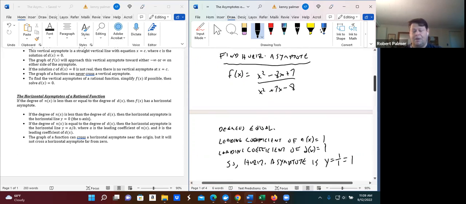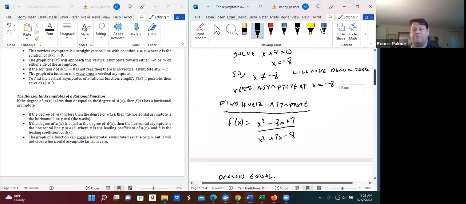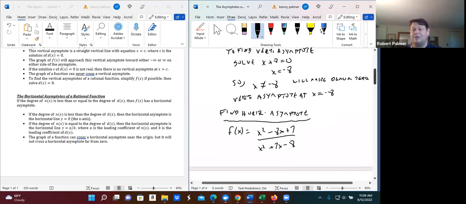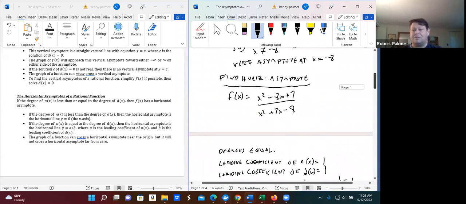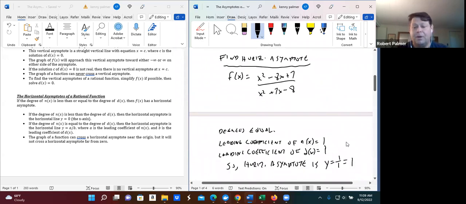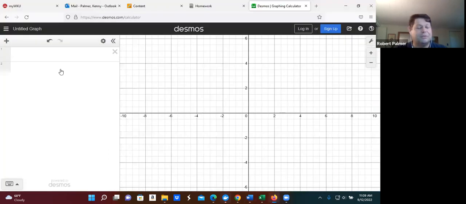Okay. Now, after saying all that, we found our vertical asymptote at x equals negative 8 and a horizontal asymptote at y equals 1. Now, let's graph this and make sure that happens. So let's go to a graphing site called Desmos. I may have mentioned it, maybe you've seen it in a previous video. Just go to desmos.com. It's a really useful site for making graphing calculators.